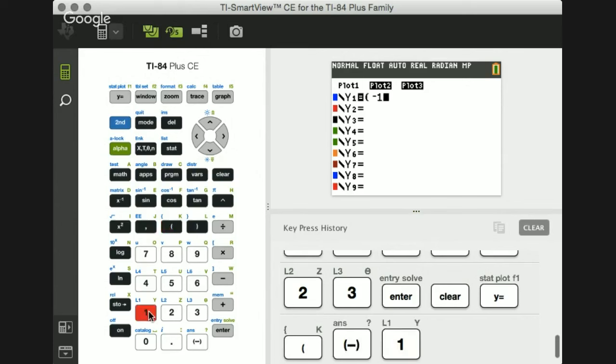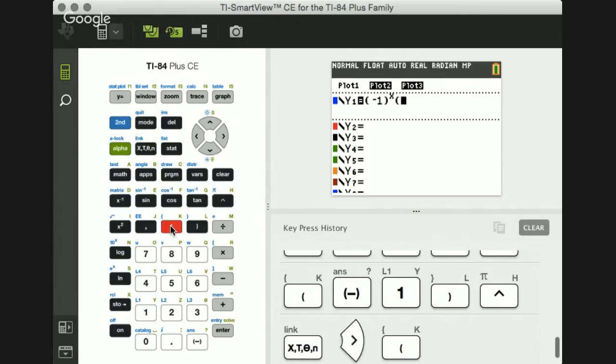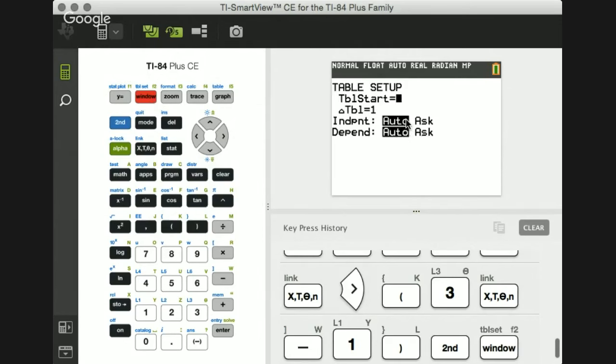So if we're trying to find the first 5 terms, you could legitimately plug in 1, 2, 3, 4, and 5. However, a little bit easier is when we just plug this in, okay? Just plug it in. So we have negative 1 to the x power times 3x minus 1. So whatever you see there, if we're trying to find the first 8 terms or 5 terms, plug it in right there. Now, this next part, you should be okay on as long as you keep it consistent. If you go to second window, just make sure your table start is at 1 and your delta table, or your change in your table, is a value of 1. So 1 to 2 to 3, 4, 5, so on and so forth.